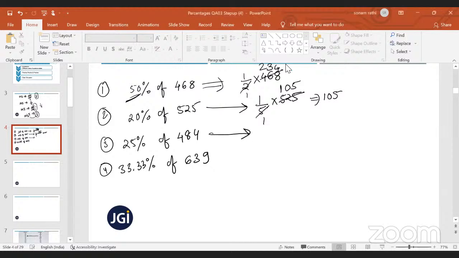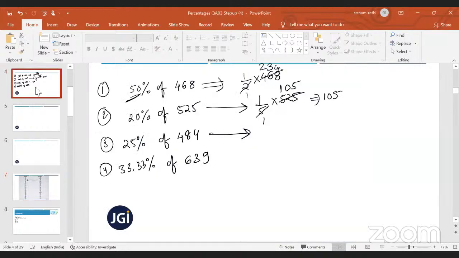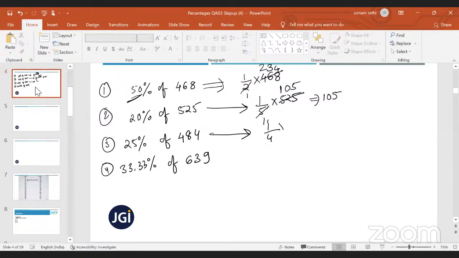How to do the third one? Do you know what is 25%? Look into your list. 1 by 4. Check in your list. 25% is what fraction? 1 by 4. Correct. So 1 by 4 of 484. 4 ones are 4, 4 twos are 8, and then 121. So 121, right?